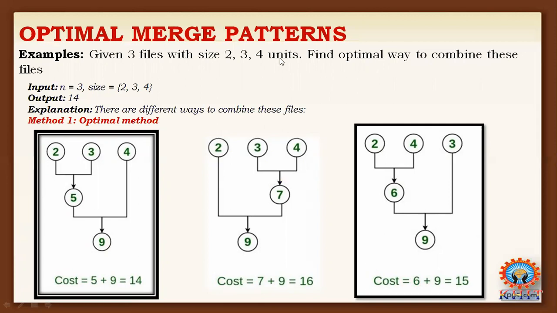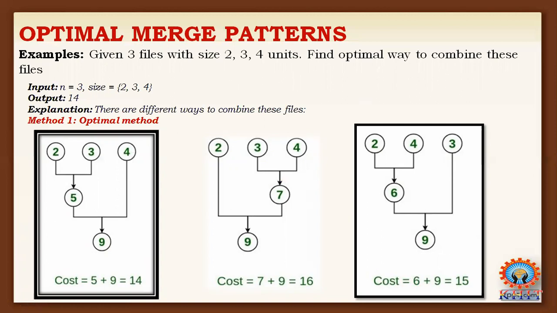How many ways are there to combine these files? This is the question. The problem can be solved using the optimal merge pattern, and we will discuss here how to solve it. Friends, here you can simply apply greedy strategy to the given problem. The first step is to arrange all the files in ascending order of their size: 2, 3, 4 respectively.